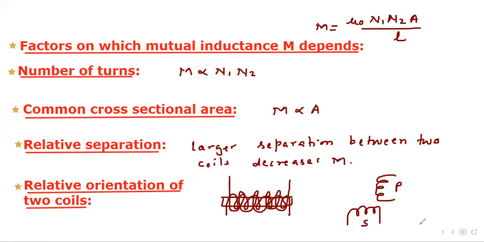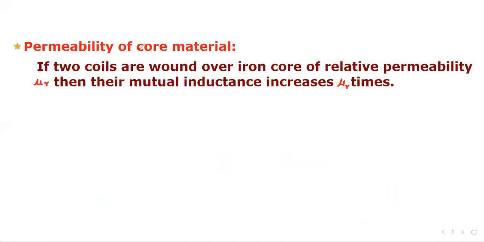And next point is permeability of core material. If two coils are wound over iron core of relative permeability mu r, then their mutual inductance increases mu r times.